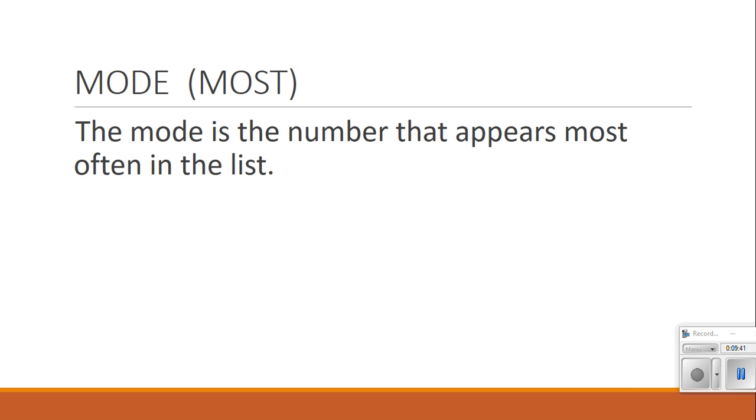And then mode is the most. What number do you see the most often? So you would look for which number you see the most. Okay. So I'd circle all the number 3s, or box them, or underline them, or whatever, so you can find the one that appears the most. So mean, average; median, middle; mode, most. That's kind of how I remember those.